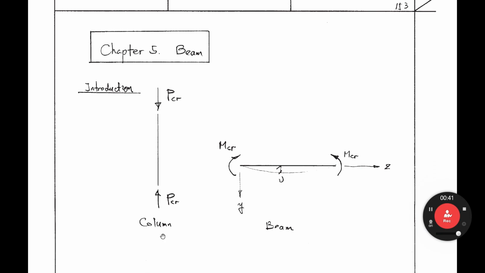It is a column that is very familiar to you. The column is subjected to axial force. So in this column we can calculate PCR, the buckling load under the axial force.